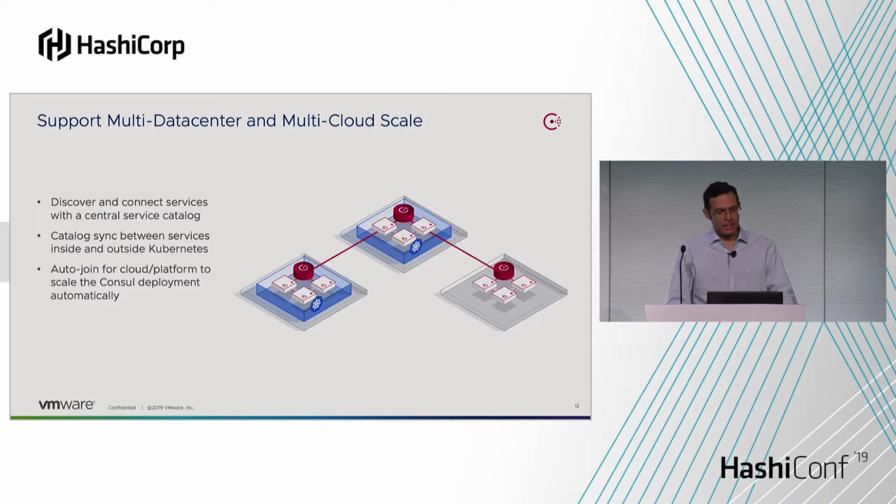So scaling is heavily simplified. The service catalog is synchronized across different infrastructure, and Consul is providing today a bidirectional synchronization of the service catalog between Consul servers and Kubernetes.